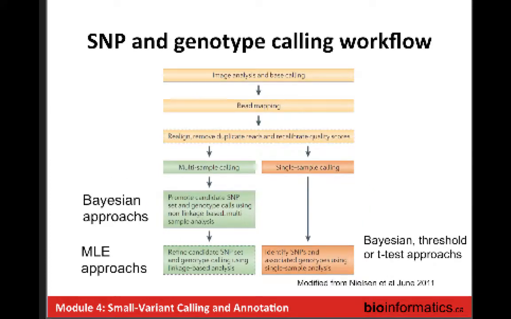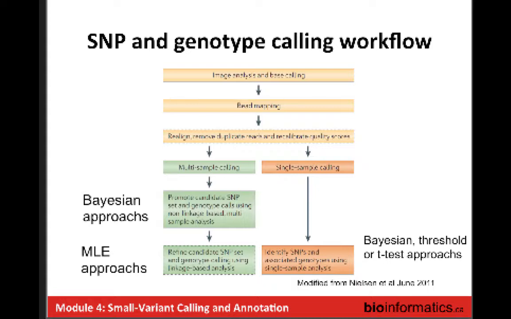Just to give you an idea of the workflow we use for SNP calling: we have the processing of the data, so the sequencer provides you data in terms of images of each cycle. You do the base calling, you generate FASTQ, you do read mapping. Really important, you refine your mapping, and then you have two possibilities. Either you do single sample calling, each sample individually. In that case you will find the locations where you have a SNP and genotype your SNP at the same time.